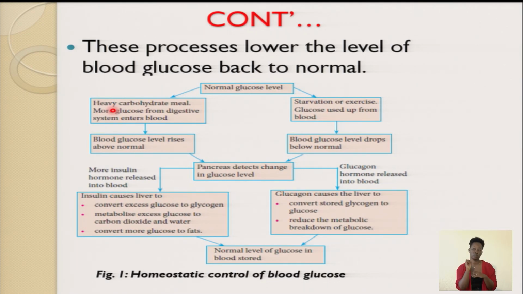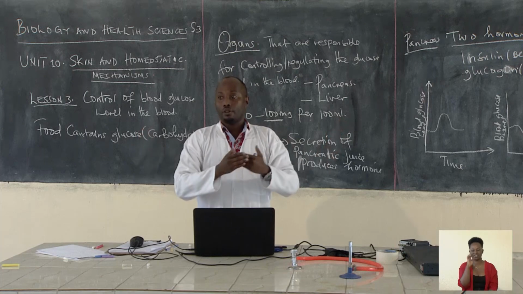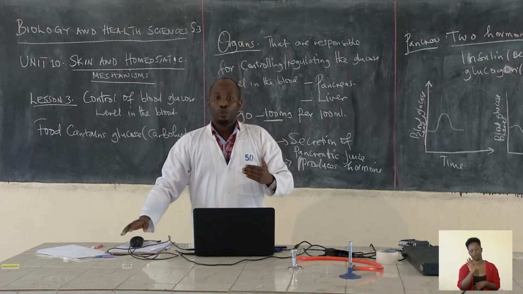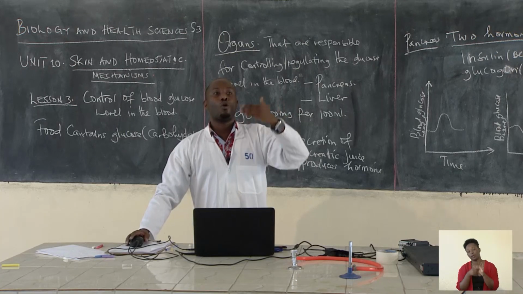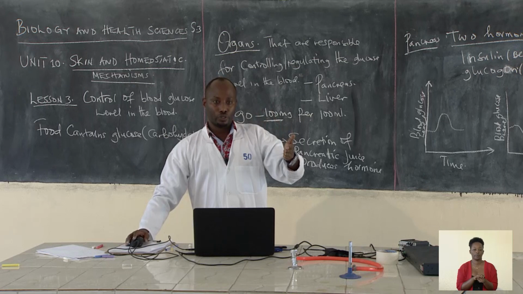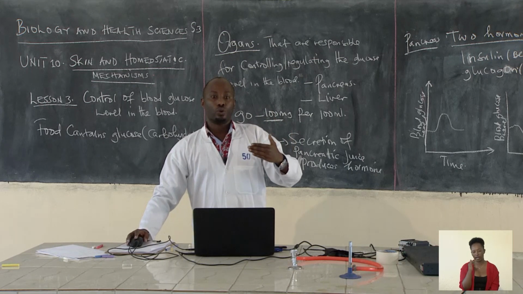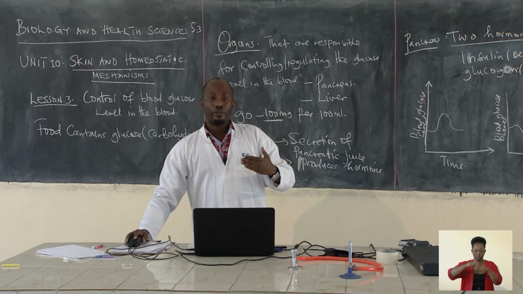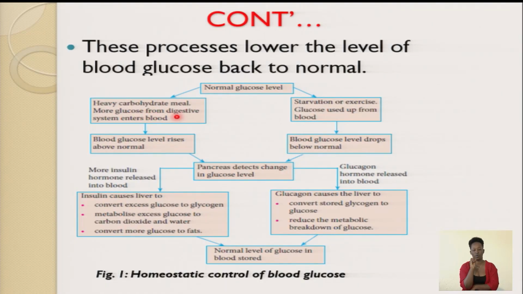That is a condition when the glucose level in the blood is very high. And what causes that? What causes the glucose level to be very high in the blood? It means that you are eating food which contains more carbohydrates. That will increase the glucose level in the blood. With a heavy carbohydrate meal, more glucose from the digestive system enters into the blood.